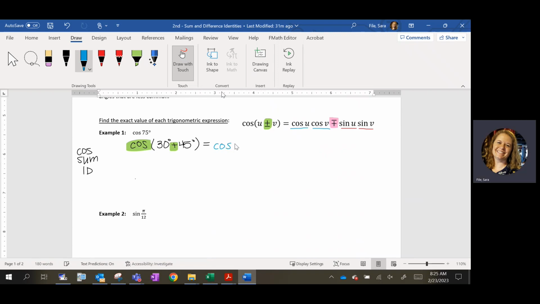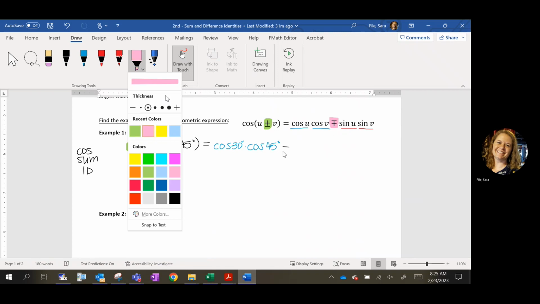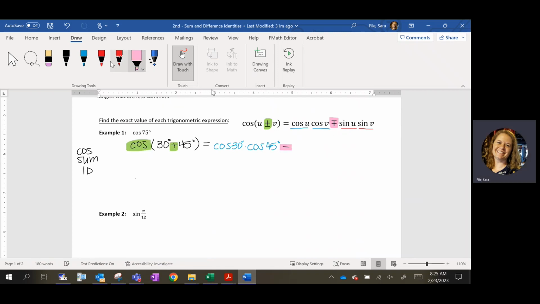So cosine of 30 times cosine of 45. And then I'm going to do the opposite sign. So instead of a plus, I'm going to put minus. The opposite sign goes there. And then it's sine of both angles. So sine of 30 times sine of 45.